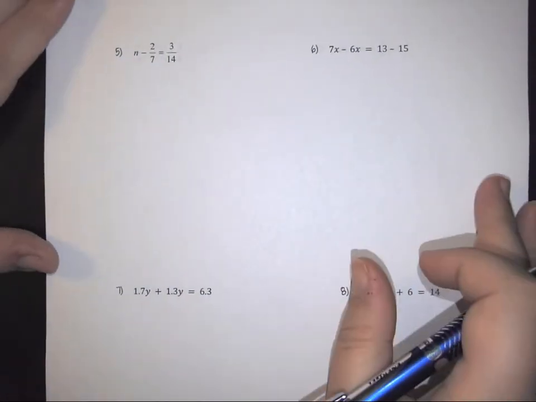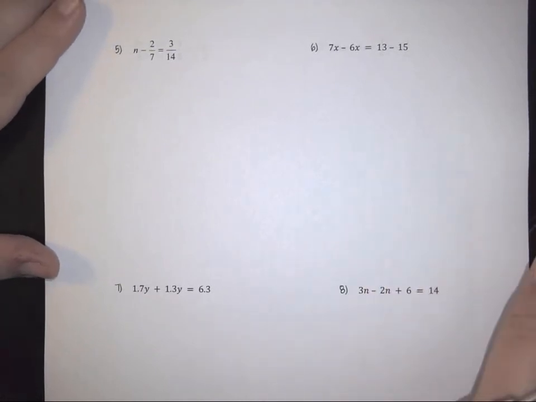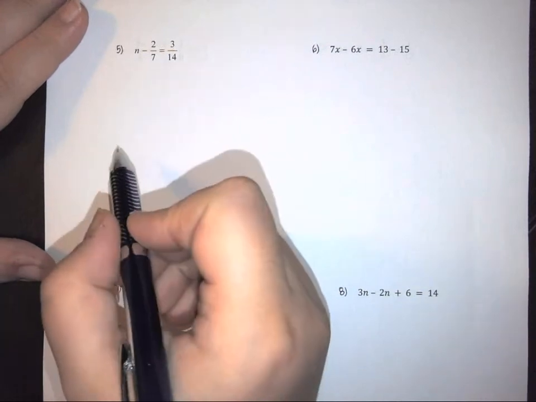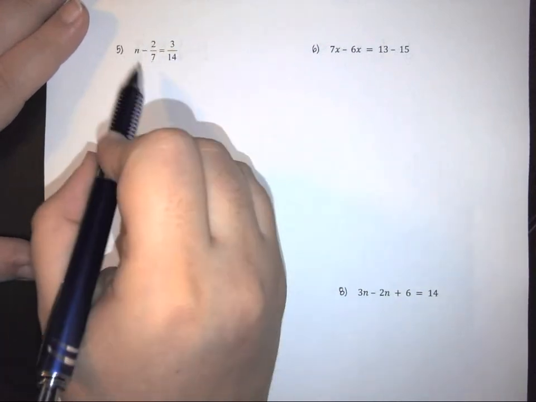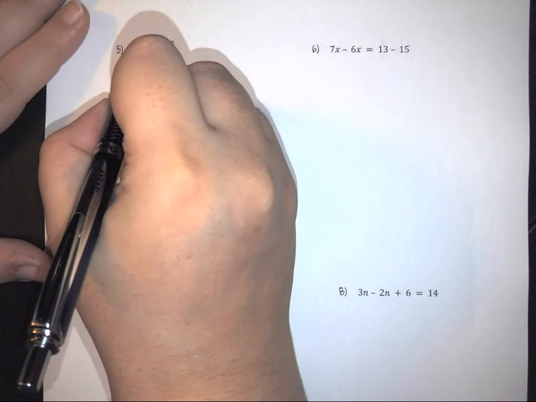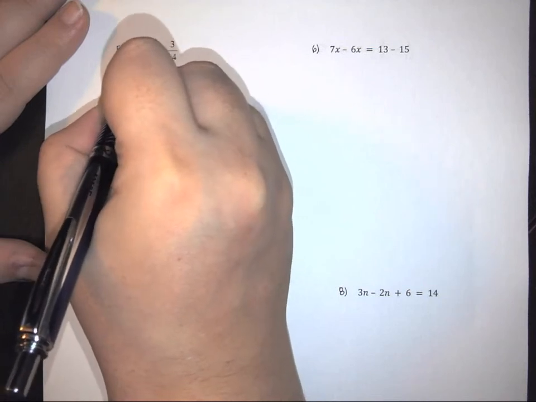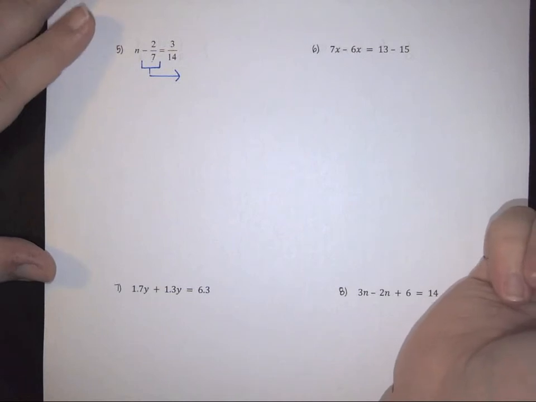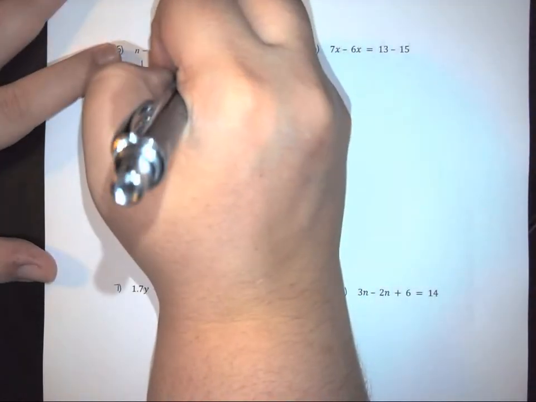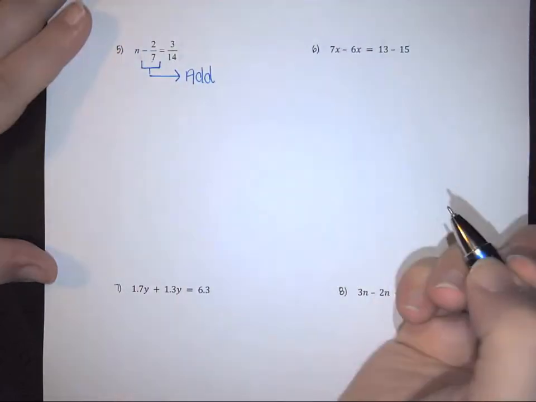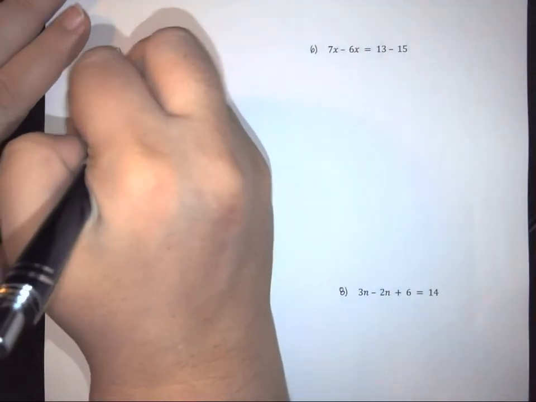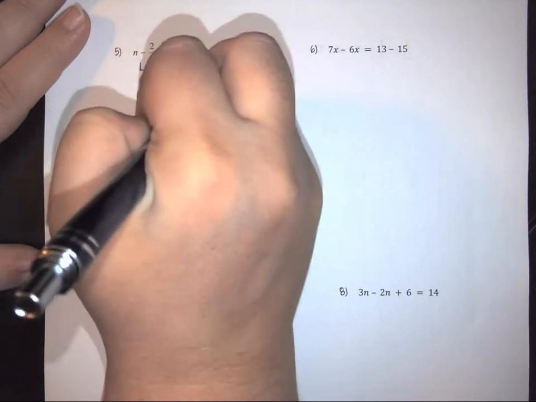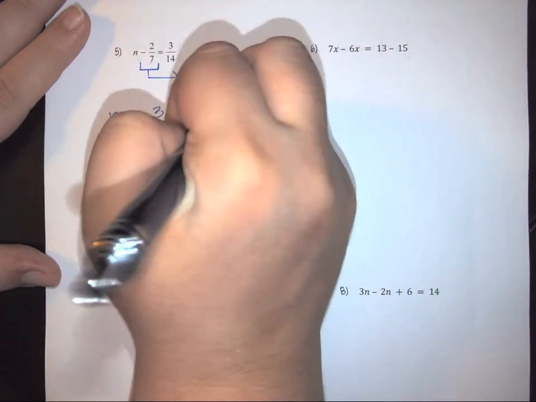So now let's start to look at examples where you have more than one step in order to work with. So first off, fractions. I have this 2/7 here. The easiest thing to do is to treat this 2/7 like we did any whole number and move it to the other side of my equation. Because it is subtracted, in order to move it, I have to add to both sides. So my variable n is going to be equal to 3 over 14 plus 2 over 7.